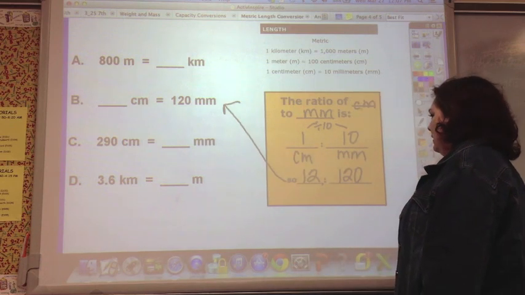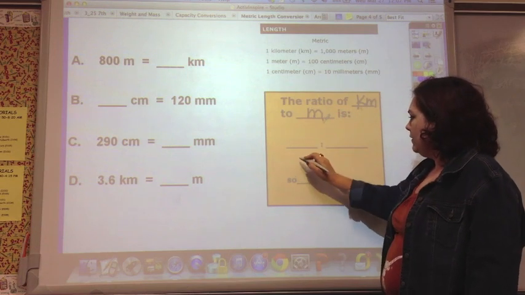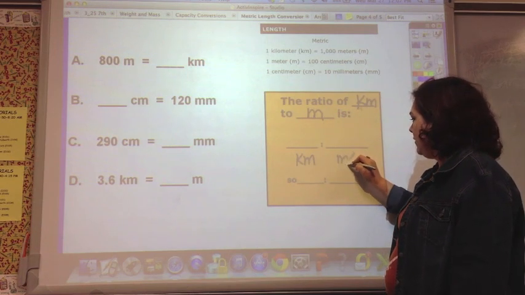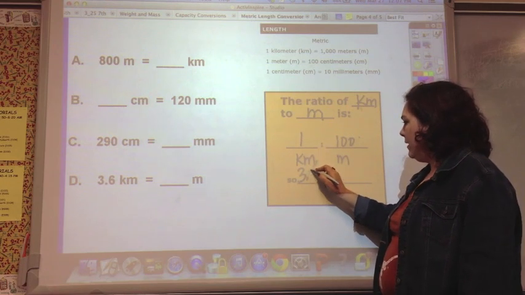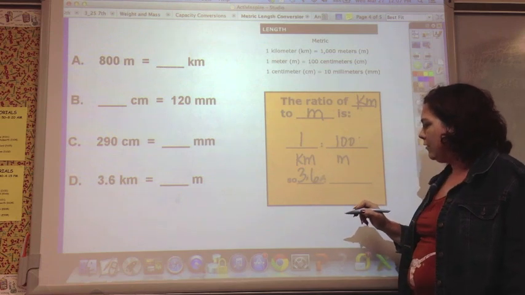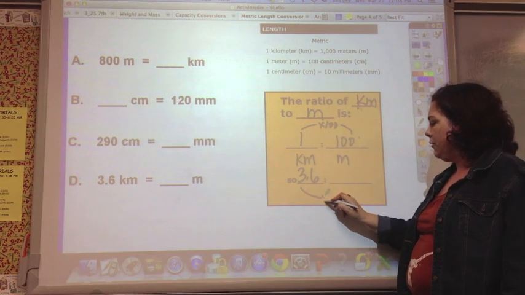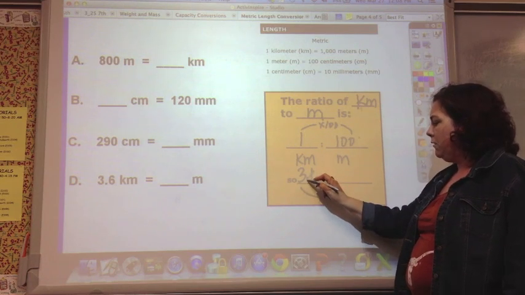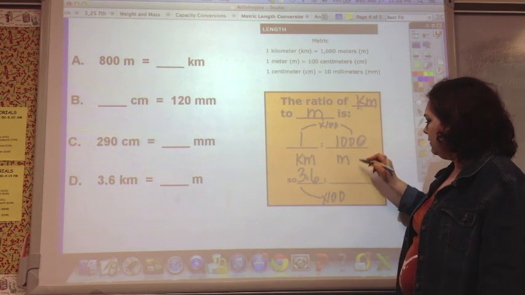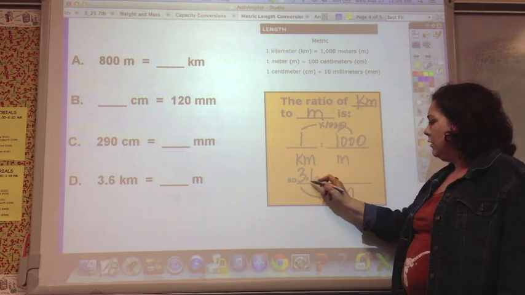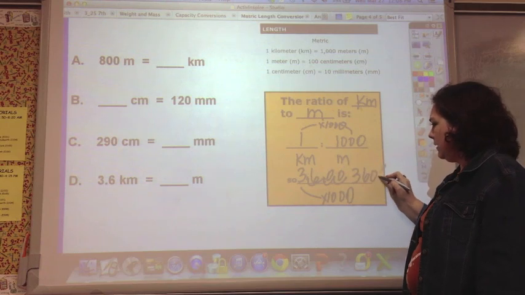And then lastly, I've got kilometers to meters. So here's kilometers, here's meters. I've got 1,000 meters in 1 kilometer, and I've got 3.6 kilometers. So I have to multiply this by 1,000. So move it 3 places to the right. So 1, 2, 3. Add in the 2 zeros, so it's 3,600.